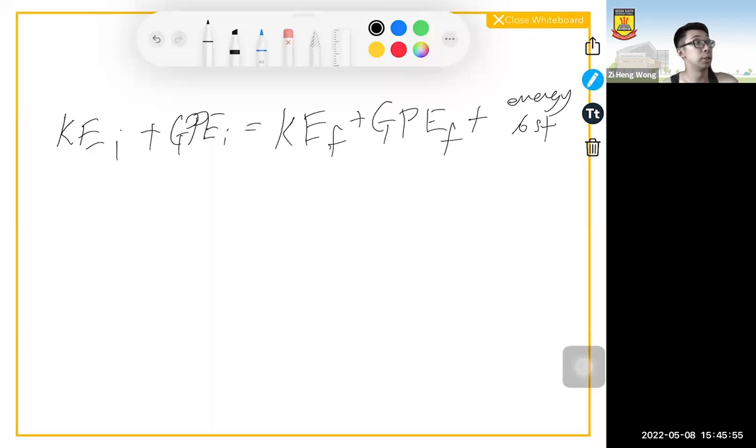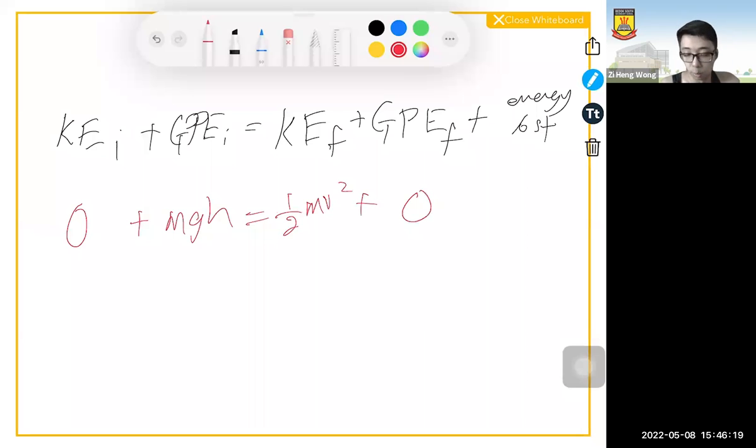Okay, so in this ball dropping example, before it drops initially, it will not be moving. So the initial KE is 0. Then the initial GPE, you just follow mgh. The final KE will be the maximum at half mv squared. At the final moment, the GPE is lowest, we assume that is 0. And the energy loss is whatever there is to calculate. So in this case, it's just 10. You just do all your calculations, you'll be able to get the answer. Okay, so the simpler examples will have some parts 0, so you don't need to calculate them.